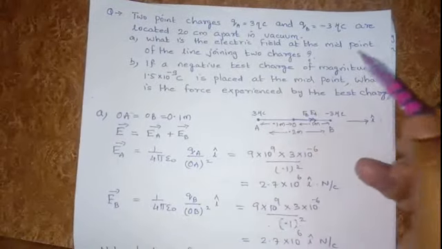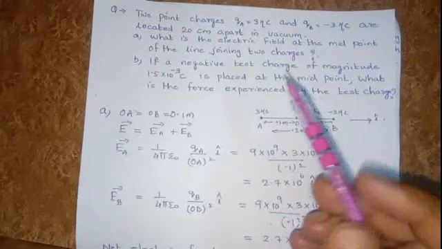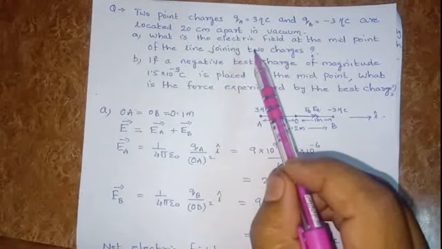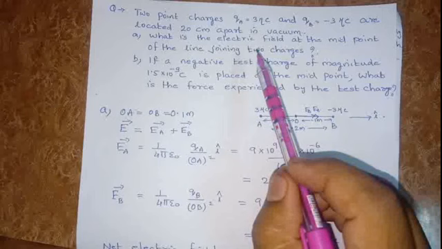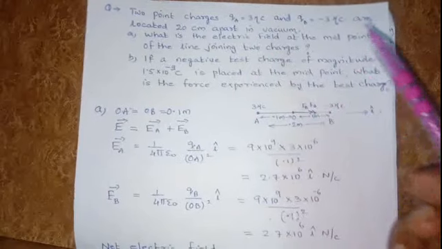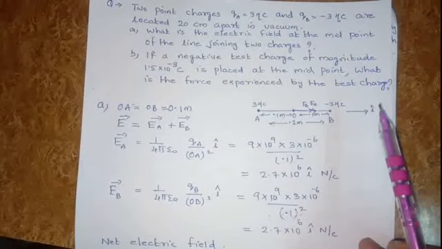Let us discuss some of the numericals based on electric field and superposition principle. The first question is like this. Two point charges QA = 3 microcoulomb and QB = -3 microcoulomb are located 20 centimeter apart in vacuum. What is the electric field at the midpoint of the line joining two charges?